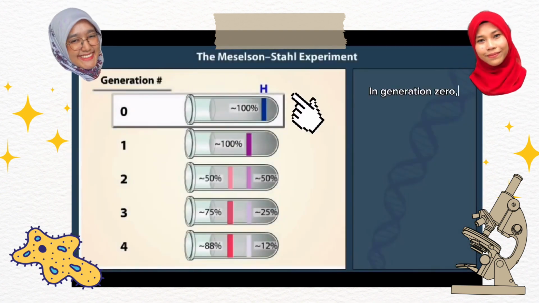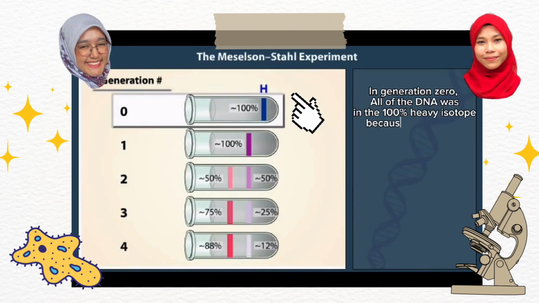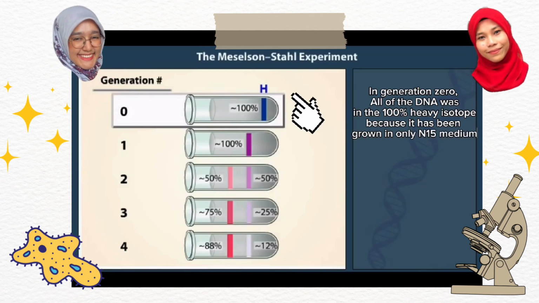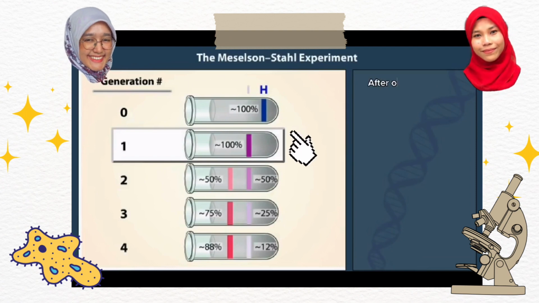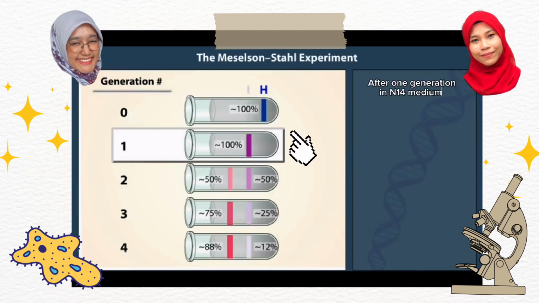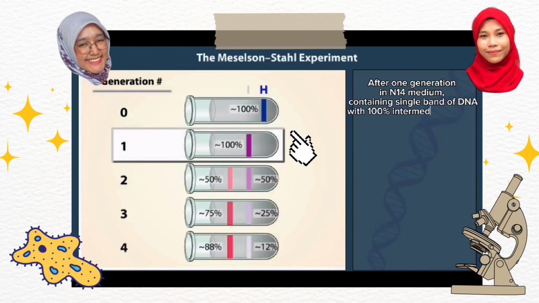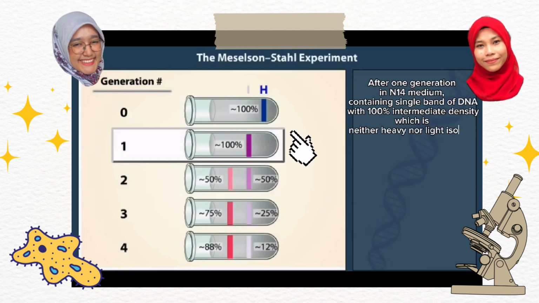In generation 0, all of the DNA was 100% heavy isotope because it had been grown in only N15 medium. After one generation in N14 medium, there was a single band of DNA with 100% intermediate density, which is neither heavy nor light isotope.